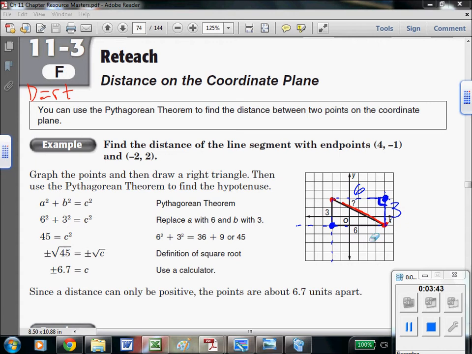So if we find the hypotenuse, just like we would in what we were calling hypotenuse type questions, if we treat this like that, we're going to find the length of that line. So let's go at it. A and B are 6 and 3. It doesn't matter if you get them backwards, it still gives you the same answer.